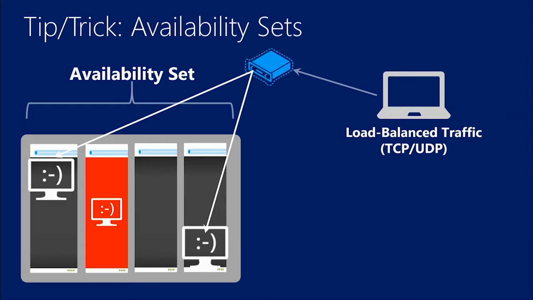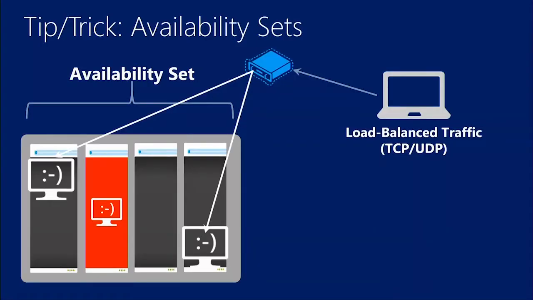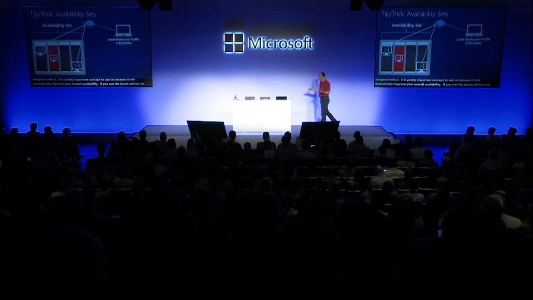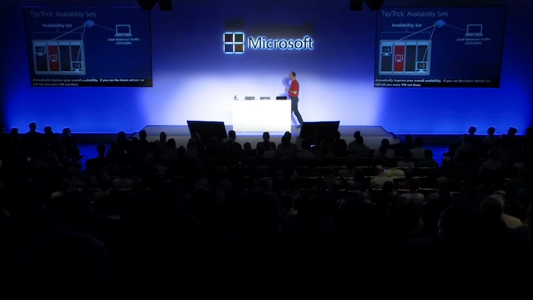I think on average, by default it's every 30 seconds, so you can change the rule. At which point, even though there is a failure happening, you aren't impacted because your app is designed for it. So it's a pretty important concept to add in, because it will dramatically improve your overall availability. And if you run the Azure Advisor, we'll tell you every VM out there that is not configured in an availability set, and basically ask you, hey, if this is just for dev test, it doesn't have to be, but if this really is a production VM, we highly recommend you put it in an availability set.